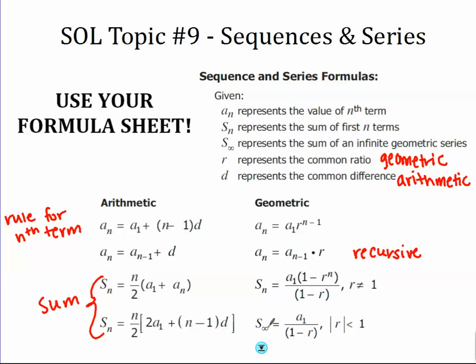And for the geometric ones, the first one is for a finite series. And the second one, you'll see that there's an infinity. So if it says anything about an infinite series, you're going to use that formula. Let's take a look at a couple examples.